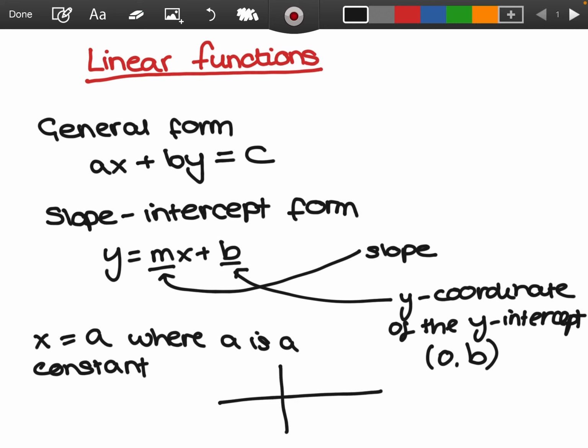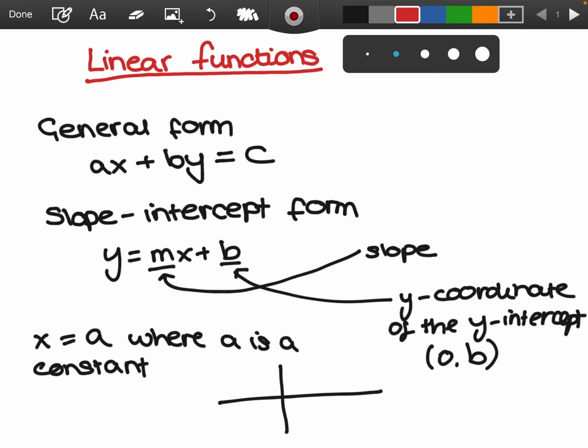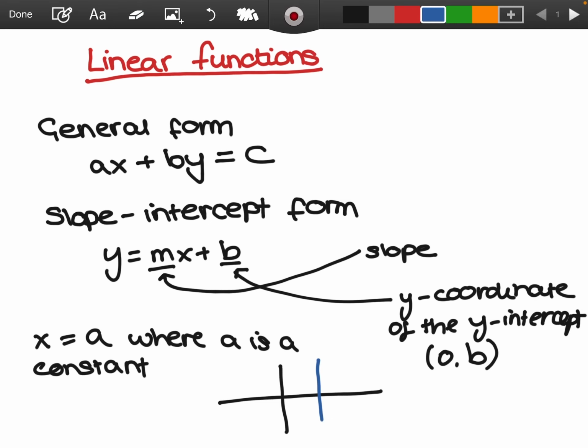It will literally, if you quickly sketch out an x and y axes, then the line x is equal to a will just be a vertical line through x is equal to a, y is 0. Okay, so it's just going to cross the x-axis at that point, but everywhere on that line x will equal a, so it is just a vertical line. We're going to look at a few different examples of lines, and especially those in that slope-intercept form.